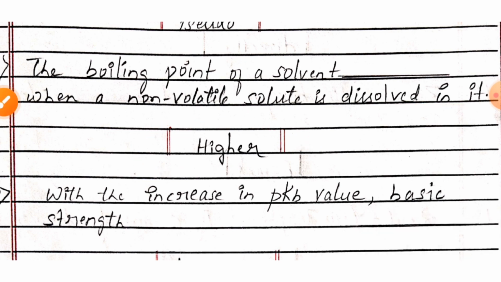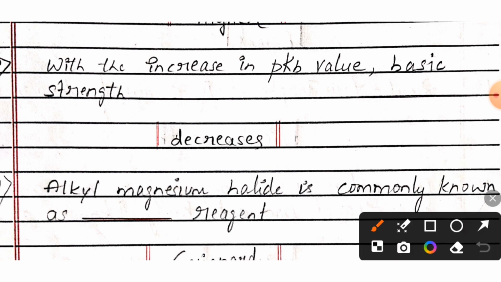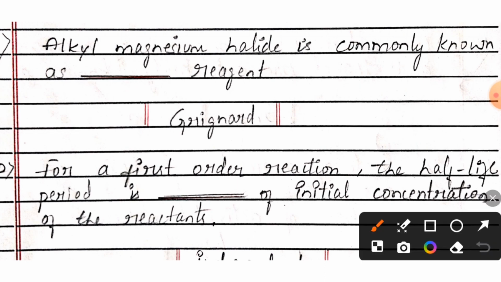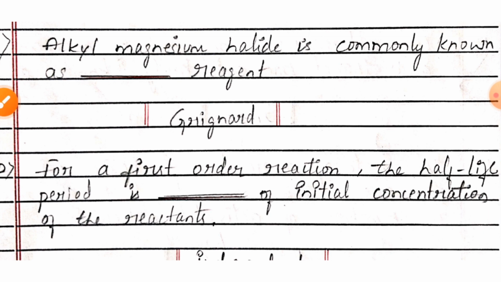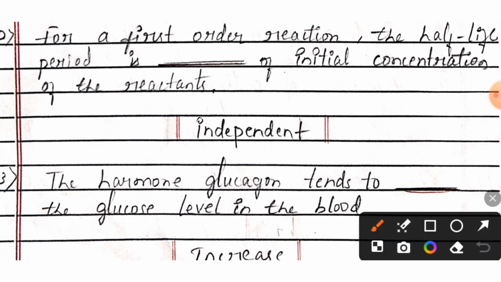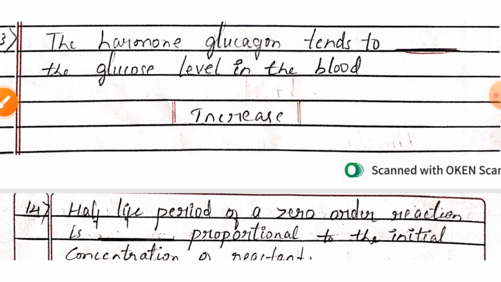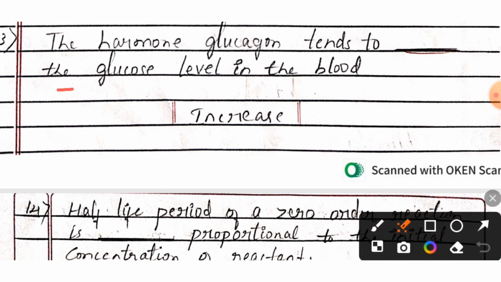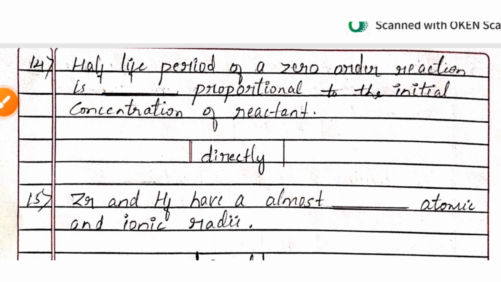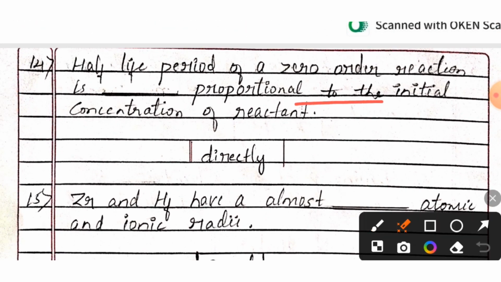Higher. With the increase in pKb value, basic strength decreases. Alkyl magnesium halide is commonly known as dash reagent, Grignard reagent. For a first order reaction, the half-life period is dash of initial concentration of the reactants, independent. The hormone glucagon tends to dash the glucose level in the blood, increase. Half-life period of a zero order reaction is dash proportional to the initial concentration of the reactant, directly.